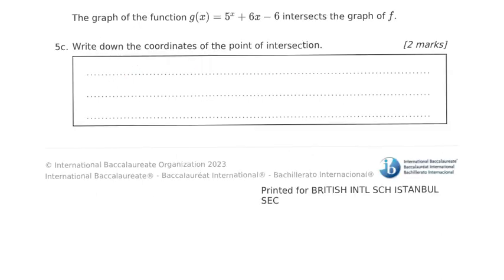5b. Find f dash of x. So you want to differentiate f of x. When you differentiate f of x, you get f dash of x is equal to 10 minus 6x squared minus 4x. The graph of g of x, which equals 5 to the power of x plus 6x minus 6, intersects the graph of f. 5c. Write down the coordinates of the points of intersection.